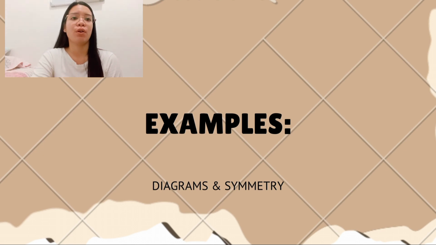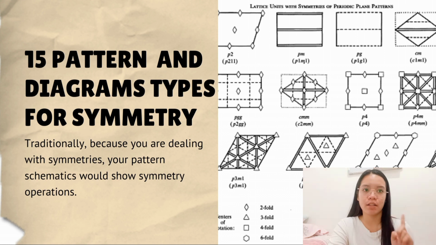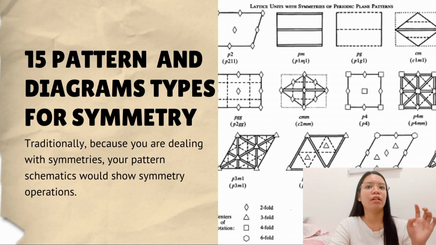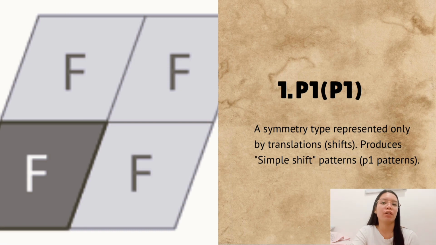So let's go ahead and proceed. As I mentioned, there are 15 pattern and diagram types for symmetry. Traditionally, because you are dealing with symmetries, your pattern schematics would show symmetry operations. As you can see on the top, these shapes show the symmetry and the patterns. I'll be explaining them one by one for you. Let's go ahead and start.